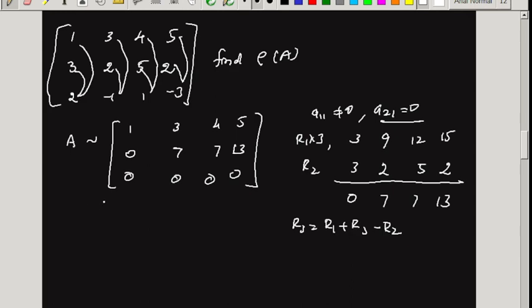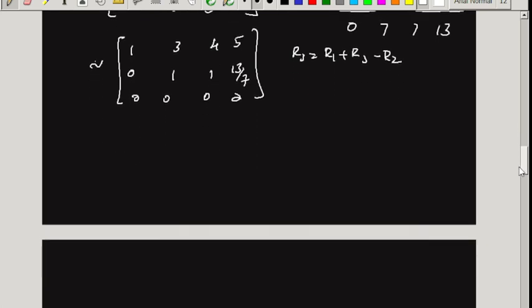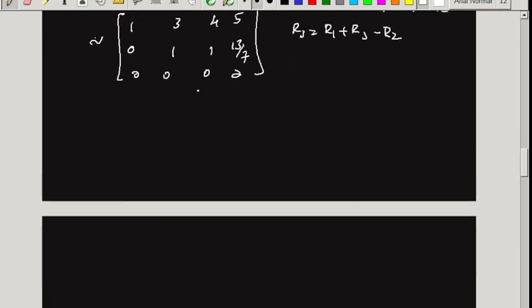Last row is 0. Here, the echelon form of the matrix should be written: 1, 3, 4, 5, 0. So this one we should divide the row by 7. We get 0, 1, 1, 13 by 7. Last row is 0, 0, 0, 0. So here we have 2 rows that are non-zero, hence the rank of the matrix is 2.